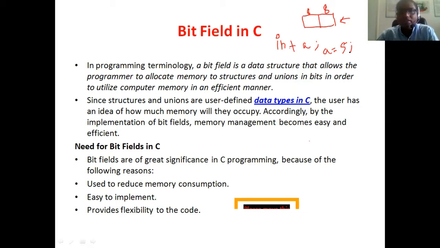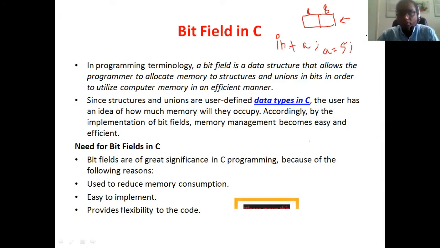In normal cases, it would not be possible. Whatever memory is allocated, we have to use a particular part of that memory location. It is not possible with normal variables. So bit field is one of the features which is provided by C programming. Basically, bit field is widely used in the case of a structure and union.